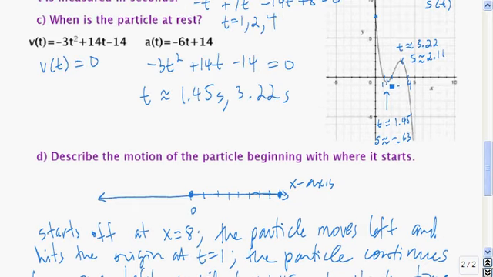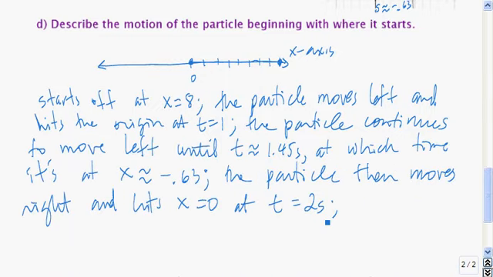Then from time t equals 1.45 to time t equals 2, we see that the y values are getting closer and closer to 0. That means s is getting closer and closer to 0, which means now the particle is moving to the right. So from t equals 1.45 till t equals 2, the particle is moving to the right, and it hits 0 at t equals 2. Okay, so the particle then moves right and hits x equals 0 at time t equals 2 seconds.